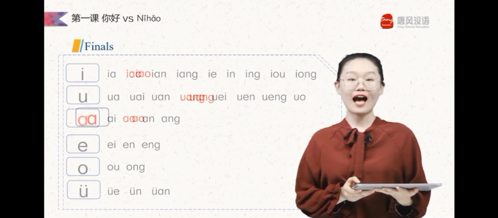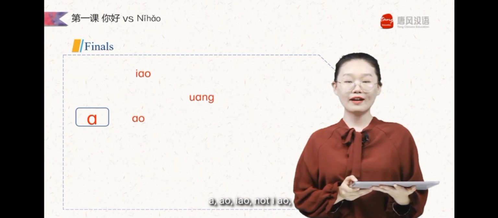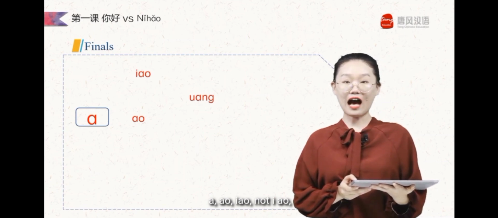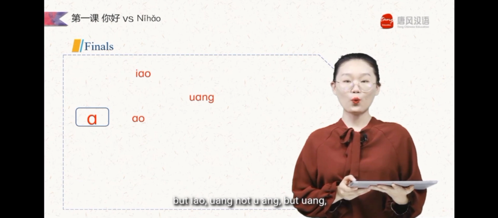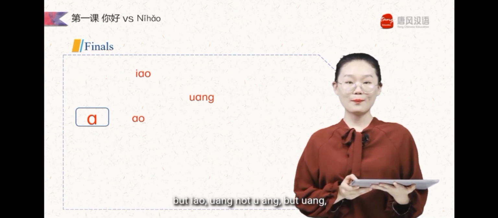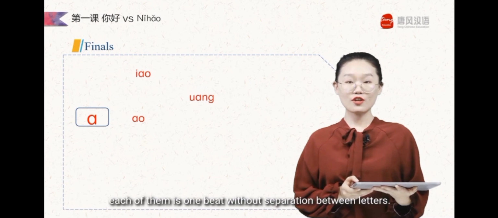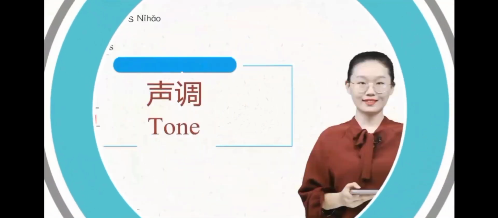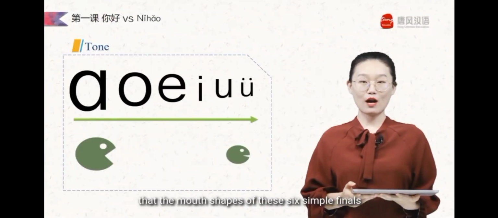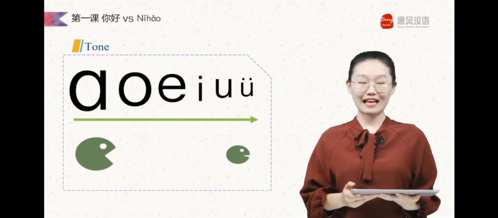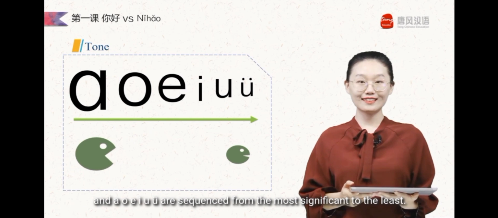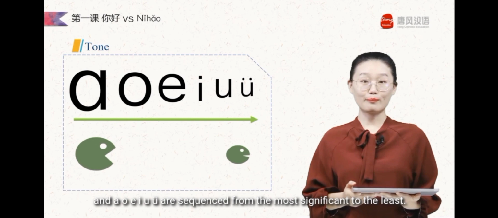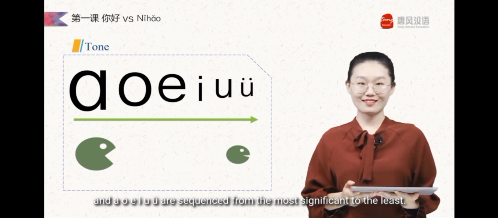Listen to me. A, O, yao, not yi-ao, but yao. Wang, not wu-ang, but wang. Each of them is one beat without separation between letters. We have just said that the mouth shapes of these 6 simple finals are from big to small, and a, o, e, i, u, yu are sequenced from the most significant to the least.